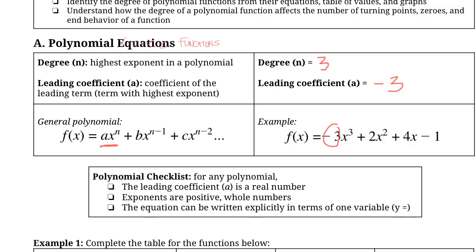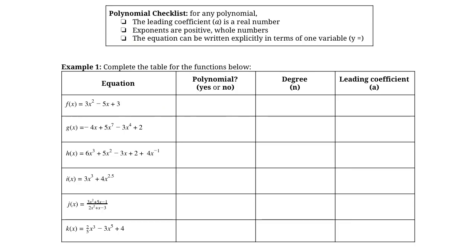So here we have a bit of a checklist to check to see if something is a polynomial or not. For something to be a polynomial, the leading coefficient needs to be a real number, so just a number in general. The exponents have to be positive whole numbers. And the equation can be written explicitly in terms of one variable, so y equals or f of x, as we like to say. So keeping that checklist at the top there, let's see if these equations here are polynomials.